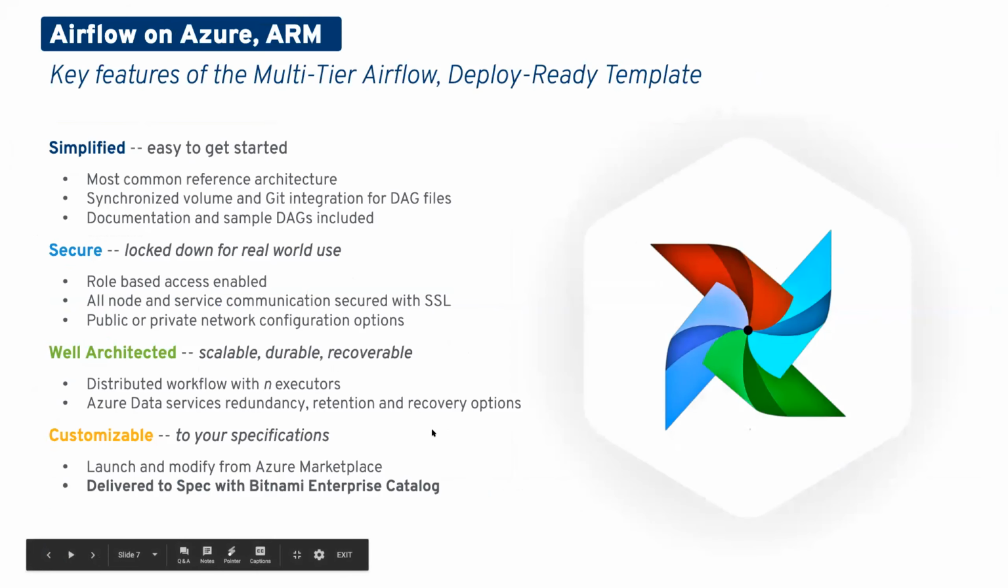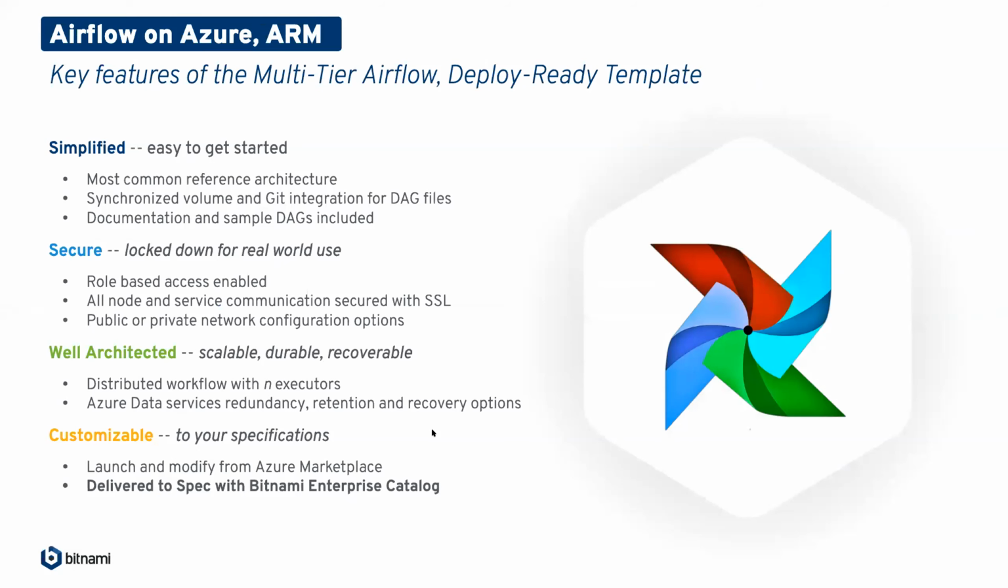Key features of this template are that it's simplified. It is a common reference architecture. For example, Postgres databases is the most common database attached to Airflow, and that's the default for Bitnami's Airflow template. We have synchronized volumes and Git integration for those directed acyclic graph files, those DAG files that you'll see an example of, as well as some documentation and sample DAGs included to get you started.